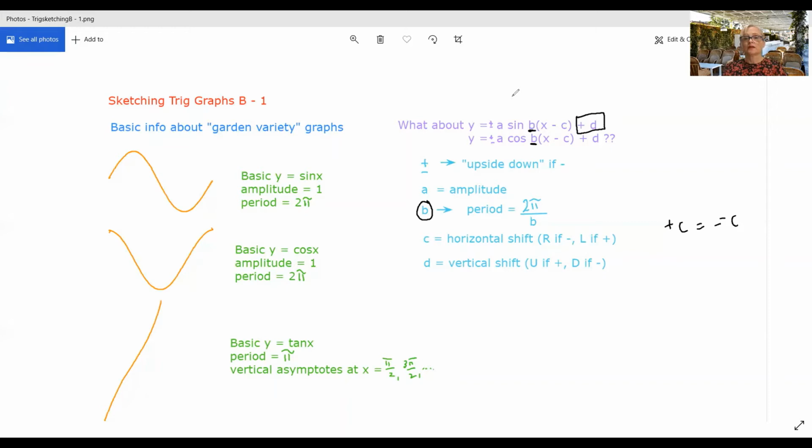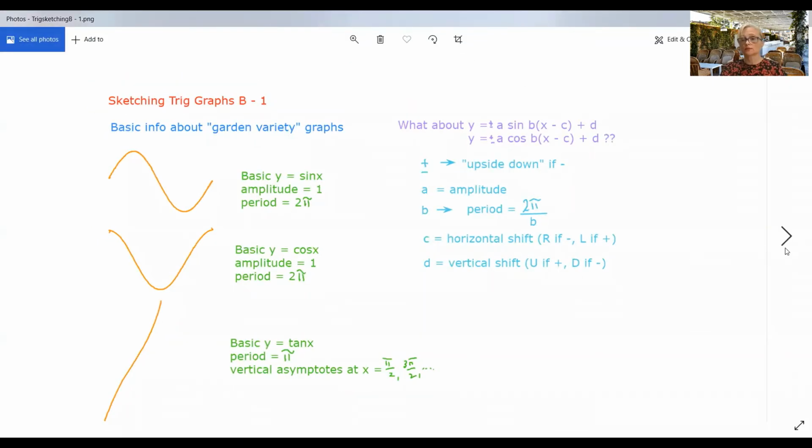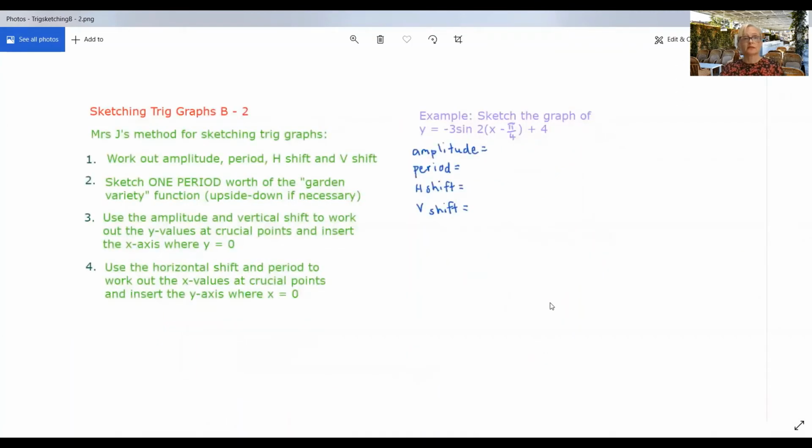Okay, let's have a look at my way of drawing these graphs. Now, it is slightly unusual, but bear with me. I actually do it in a way that's quite different from the way that's taught at school. This is Mrs. J's method, all right? Rather than starting with my axes and then trying to draw my function, I start with my function and pop in the axes, and I'll show you how it works in just a tick.